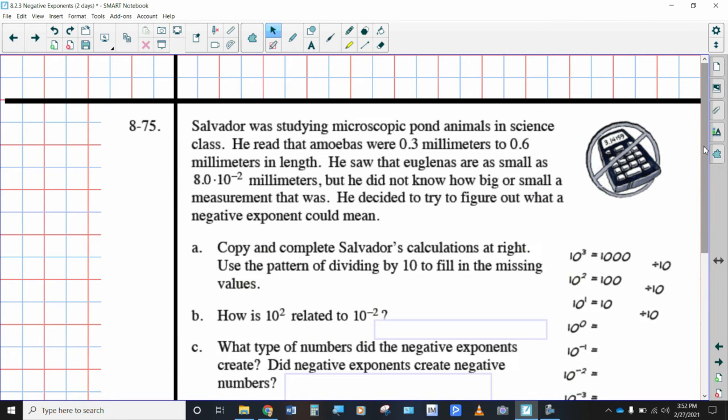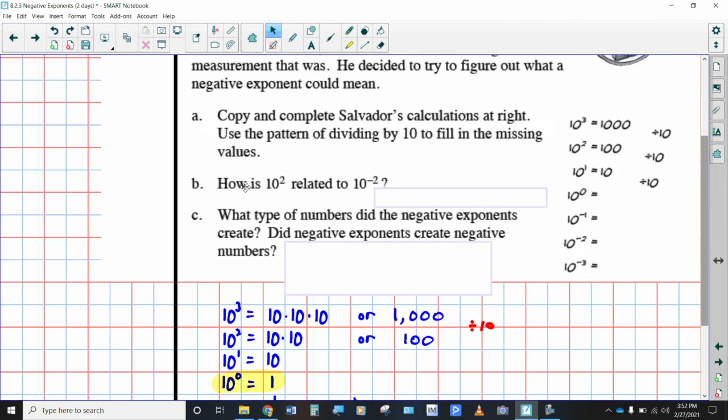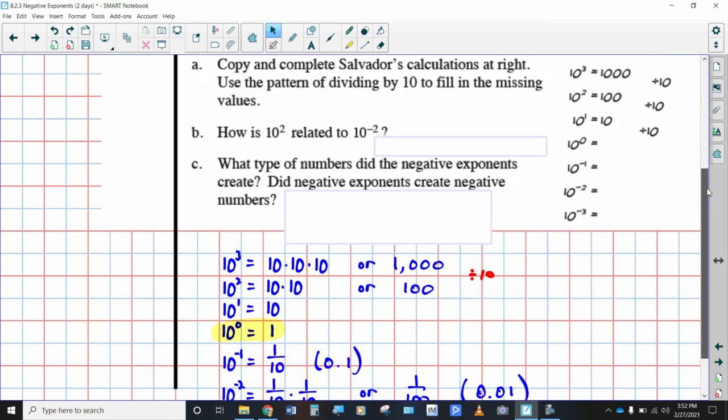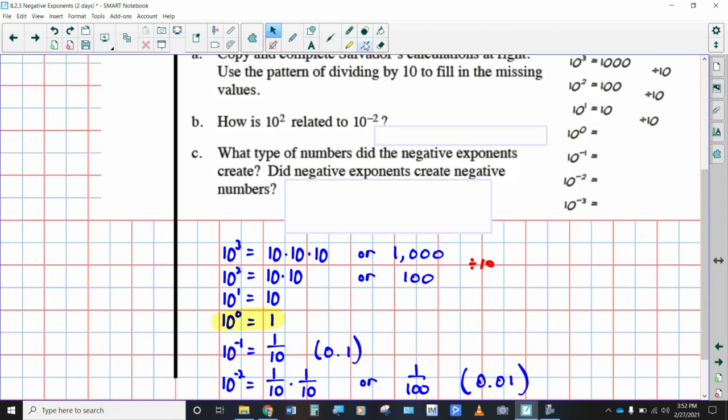Oh, I never finished the process. Questions I never answered. How is 10 to the second related to 10 to the negative second? Well, notice here is 10 to the second, that is 100, and this is 10 to the negative second, 1/100th. So what do you notice is the relationship between those two numbers? If you said that they're reciprocals of each other, that is the correct answer. That is the key to going from a negative exponent to a positive exponent that has the exact same value. They are reciprocals of each other.